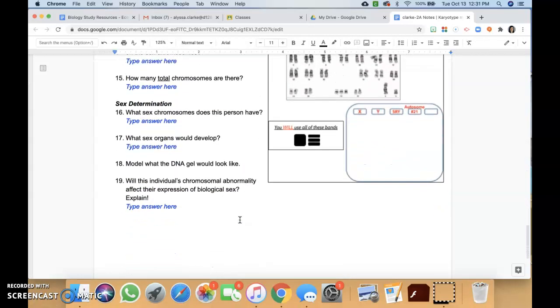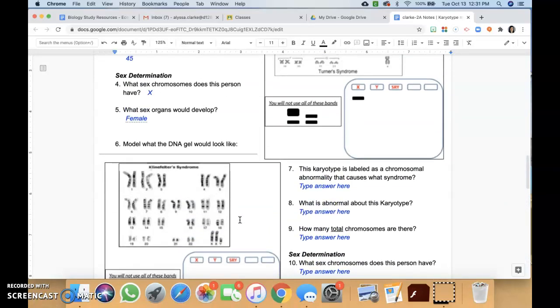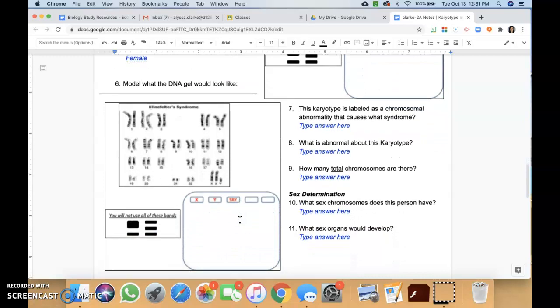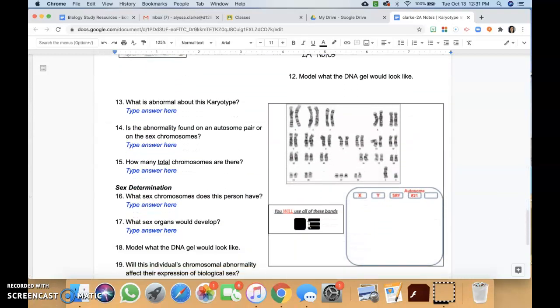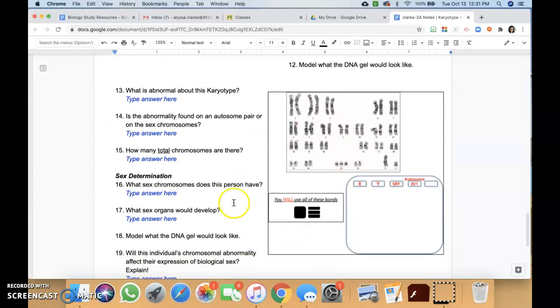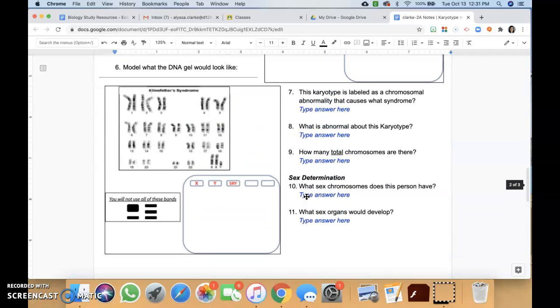So you're going to take a look at the next two, and you are going to try to complete those next two. You have this individual right here, and you have this individual right here. So you are going to take your time and you're going to complete the last two for your own grade.